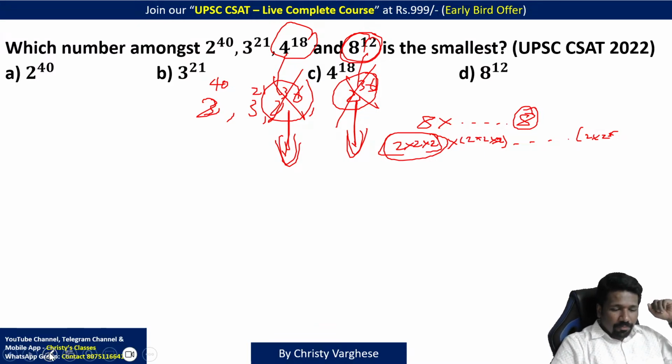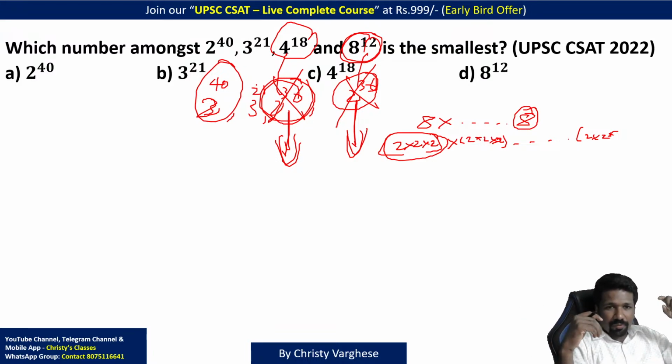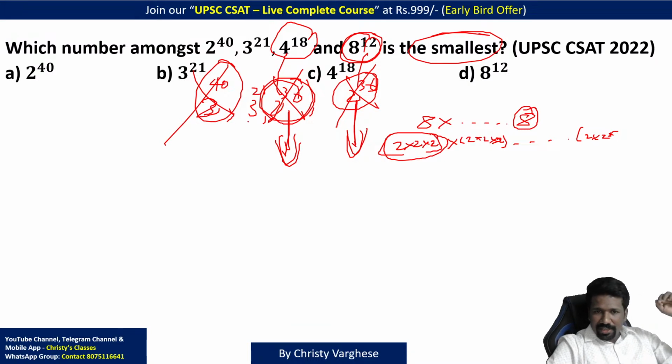Okay, before that, 2 raised to 40 cannot be the answer because 2 raised to 36 is already lesser than that. 2 raised to 36 means 36 times you are listing it out as a product. 2 raised to 40 means 40 times 2 you are multiplying with itself. So 40 times multiplying is bigger than 36 times multiplied. Na? We don't want bigger ones, so 2 raised to 40 is eliminated.